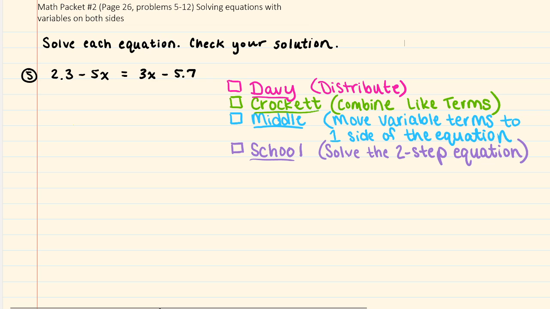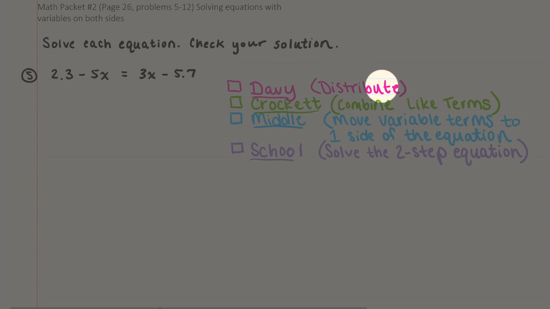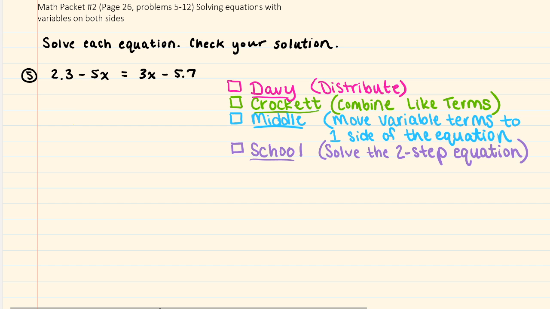So if you remember the steps to these multi-step problems where they have variable terms on both sides, we used the acronym Davy Crockett Middle School, and that stood for distribute, combine like terms, move variable terms to one side of the equation, and then it's just a regular old two-step equation that you solve.